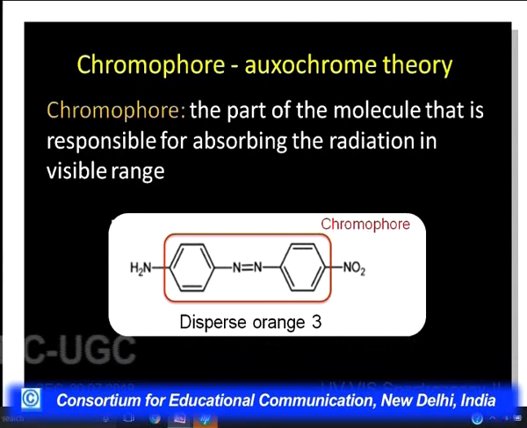So this part which absorbs radiation in the visible range is called a chromophore. Chromo means color, phore means bearing. So it is a group of the molecule which is color bearing. If a given molecule doesn't have a chromophore, it will not absorb, as simple as that. For a molecule to be colored, it must have a chromophore, which essentially is a conjugated system.